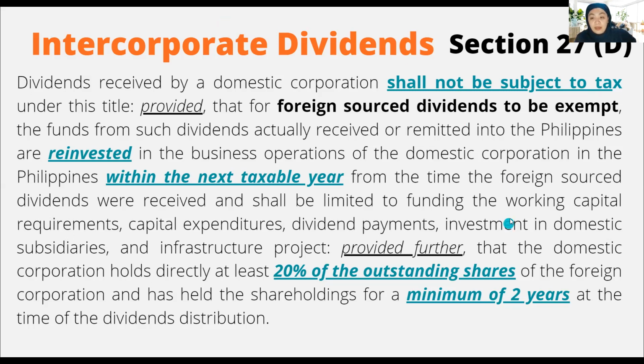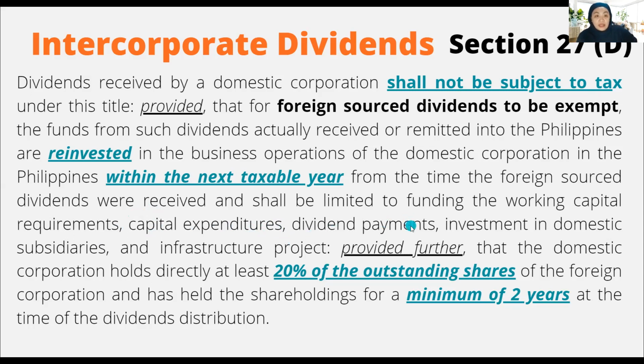It shall be either invested as a working capital requirement. So what is a working capital requirement? In simple terms, the funds that you use in the day-to-day operations of your business. In accounting, it's simply current assets minus current liabilities. If it's added to your working capital, then it can be exempt. Next, capital expenditures. If upon receipt of this dividend income, the domestic corporation purchases some equipment or expands the business, that's considered capital expenditure.